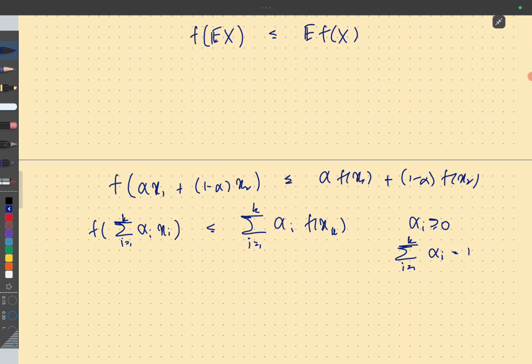So basically this quantity, summation alpha i xi, is a convex combination of not 2 points but in general k points. And by definition of convexity, the function of any convex combination should be less than or equal to a convex combination of its evaluations. All right.